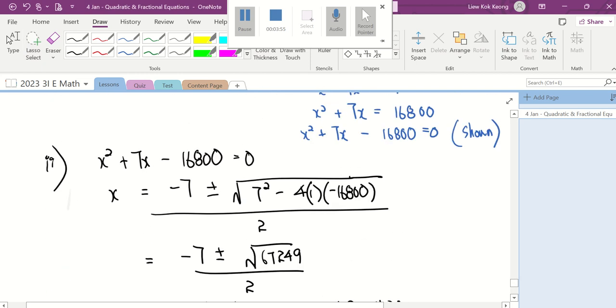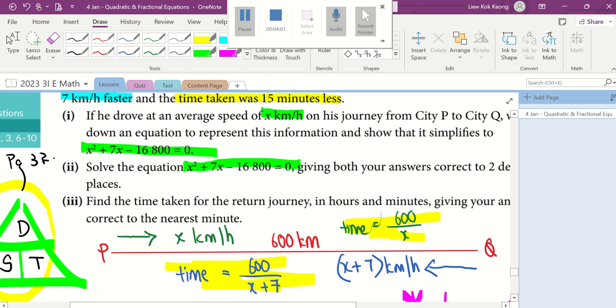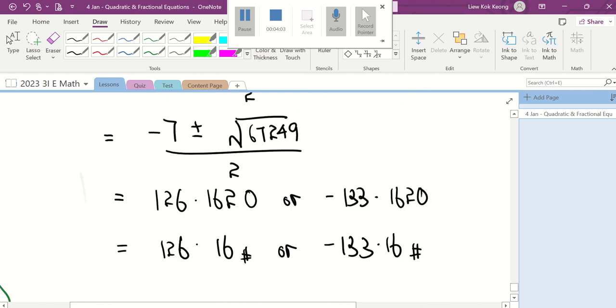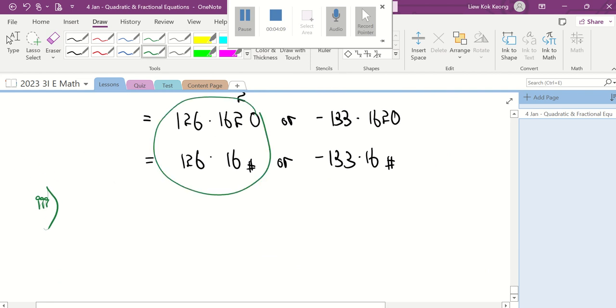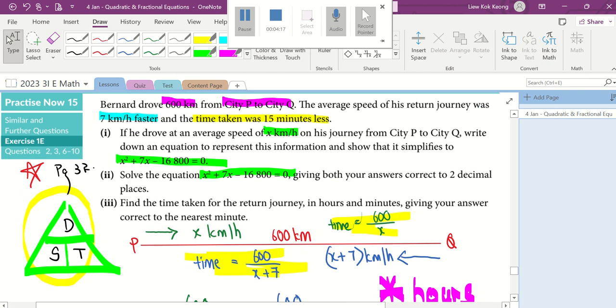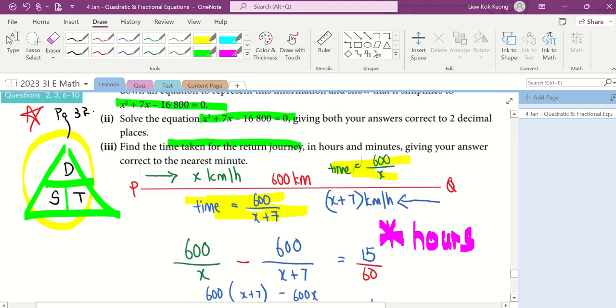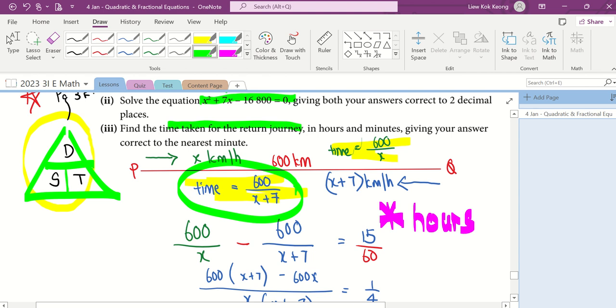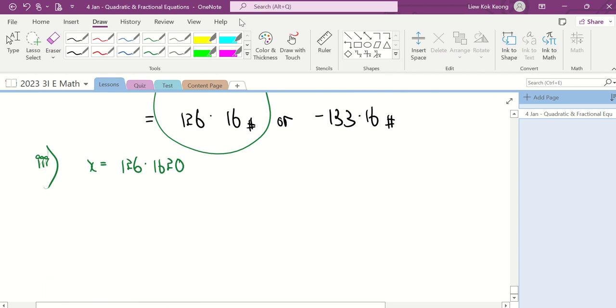Okay, we have discussed, there cannot be 2 answers to this question. So we need to go back to the original part. What does x represent? At the very start, you know that x represents the speed. Alright, so if x represents the speed, it cannot be a negative value. So in this case, I will have to choose the one with the positive value. So let x be equal to 126.1620. And what do they want to find? They want to find the time duration taken for the return journey. Remember, for the return journey, it's actually 600 divided by x plus 7. Use the new value of x we have just found and input it into the calculator.